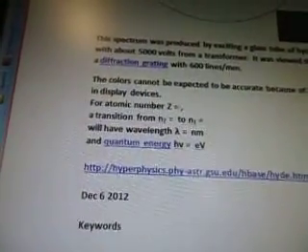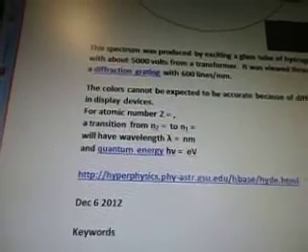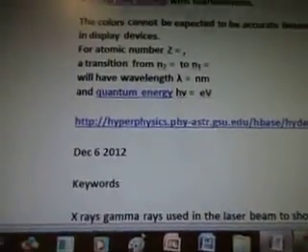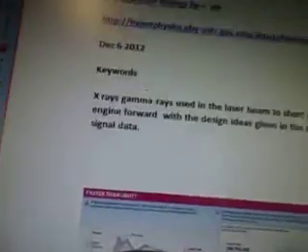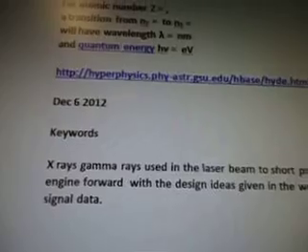For atomic number Z equals, a transition from n2 equals to n1 equals will have a wavelength of, symbol equals, nm and quantum energy h. So we're going to be generating some sort of quantum energy here. Hyperphysics.phy-astr.gsu.edu is the website this was found on. So, December 6th, the keywords.